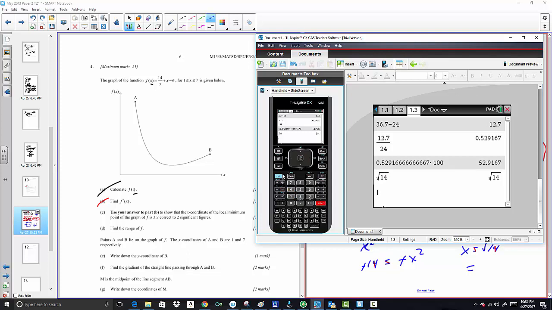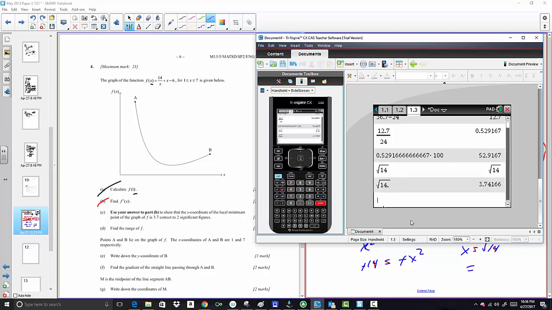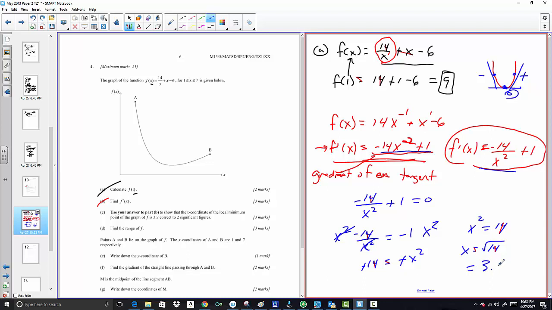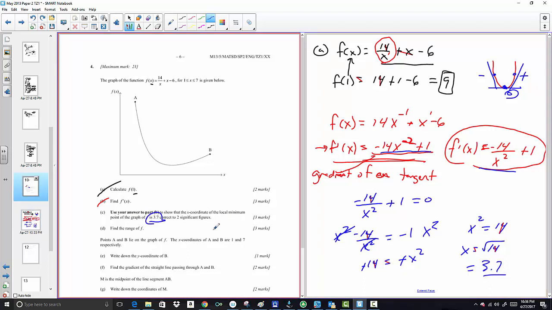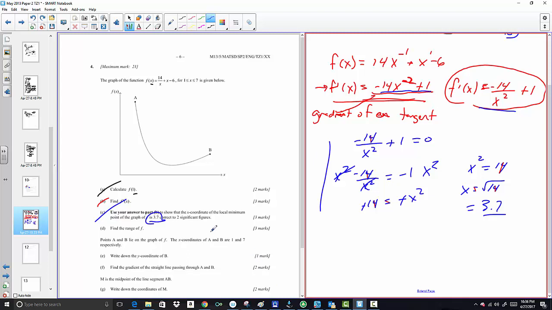about, that's not very useful, is it? Control square root of 14. Let's put a decimal on it. I have this mode set up here. It is 3.74. Okay, so 3.7 to two significant figures. That's what they wanted me to show. That was the whole idea. So that's what I'd done, and I've shown it, basically.